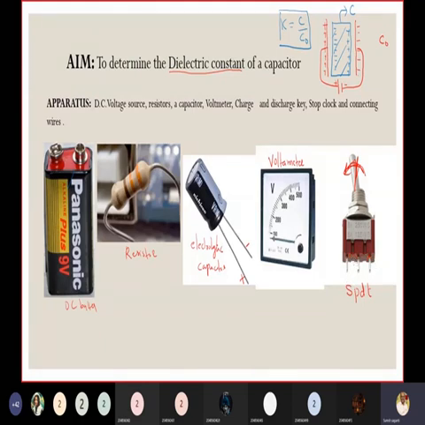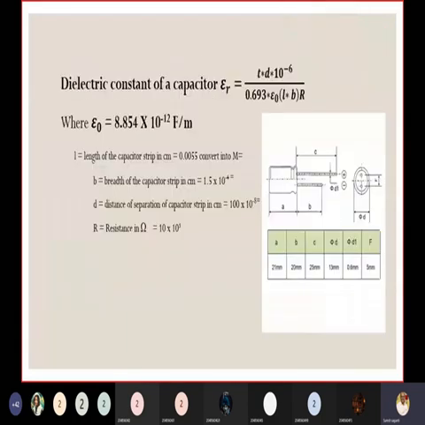Note it down somewhere. The formula for this experiment is dielectric constant epsilon r is equal to T into D into 10 power minus 6 by 0.693 into epsilon naught into length into breadth into resistance. Here D stands for the distance of separation of capacitor strips. You have two capacitor strips. What is the distance between these two capacitor strips? That is the distance of separation of capacitor strips.